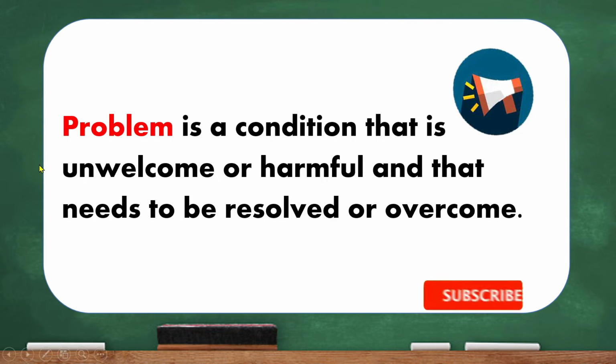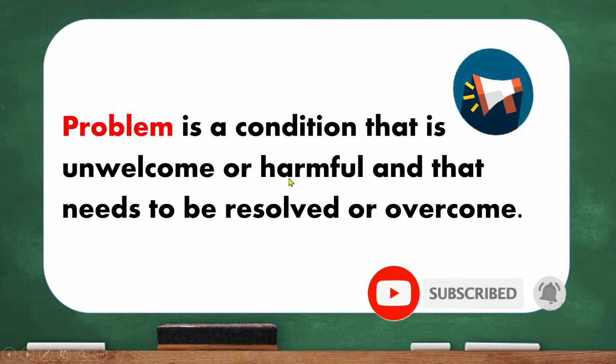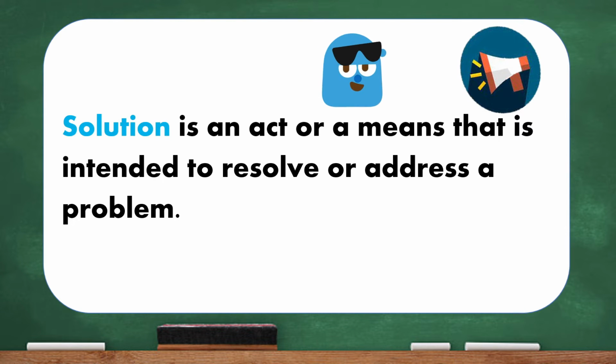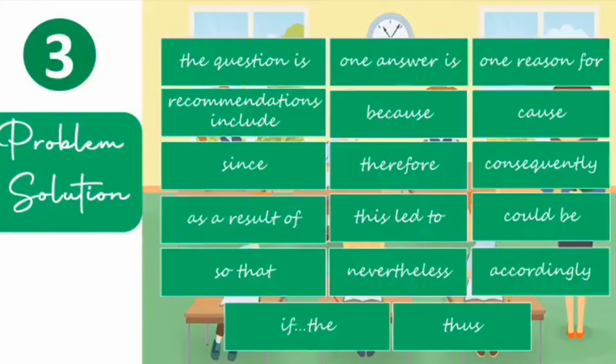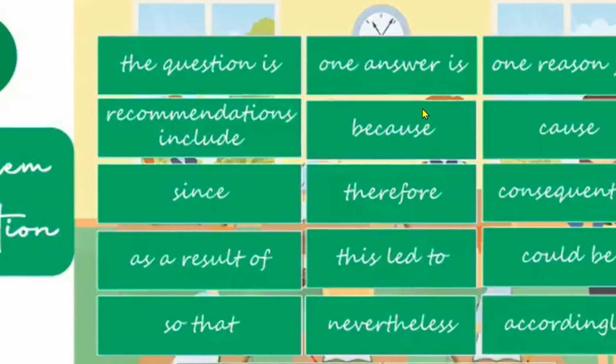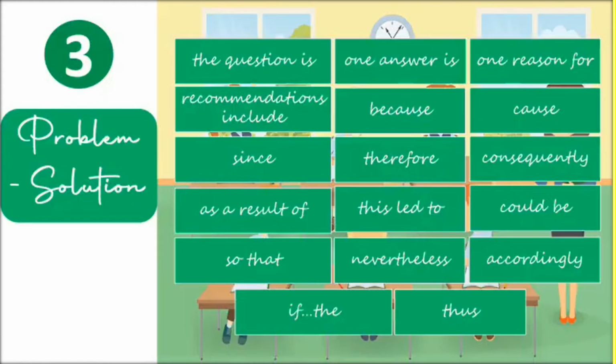What is a problem? A problem is a condition that is unwelcome or harmful and that needs to be resolved or overcome. That's why, what do you do when you have a problem? Correct. You immediately solve the problem. You think of the solution. A solution is an act or a means that is intended to resolve or address a problem. I hope that you will get the solution to every problem. Okay, so now these are the words that you should remember for you to be able to express your ideas and thoughts in paragraphs. These are called the transition words used for problem and solution.